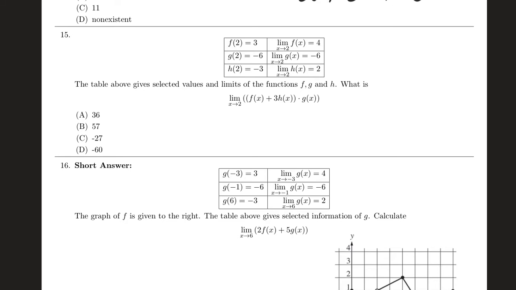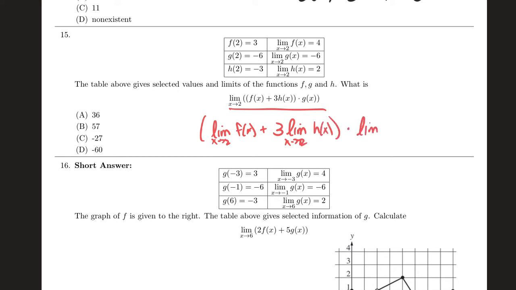And this one, we're using this table to help us figure this out, but our algebraic properties of limits, so we can break them up over multiplication, addition, constant multiples. So really this one limit would break up into the limit of f of x plus 3 times the limit of h of x times the limit of g of x. The only thing you have to know is that when you're evaluating this, you're using the right-hand side of this table instead of the left-hand side.